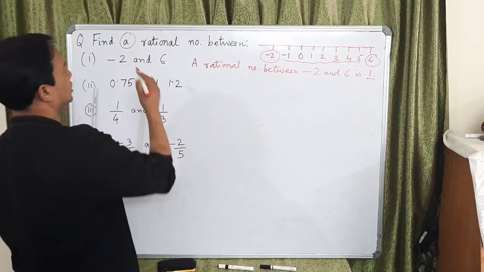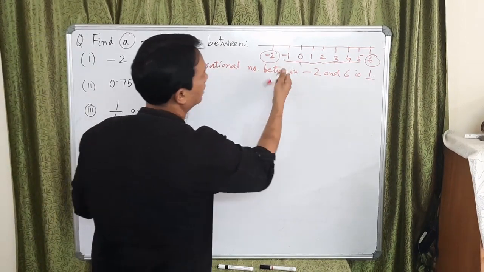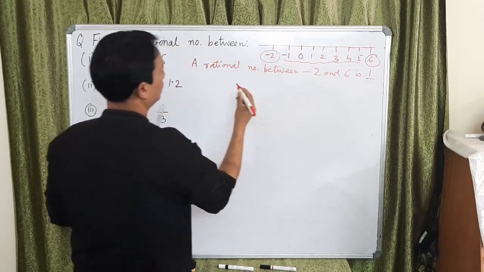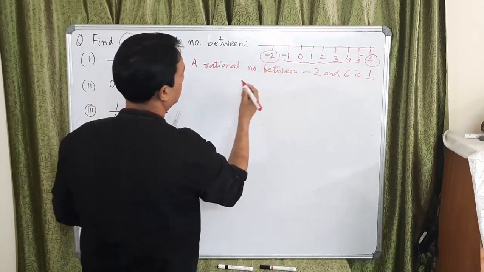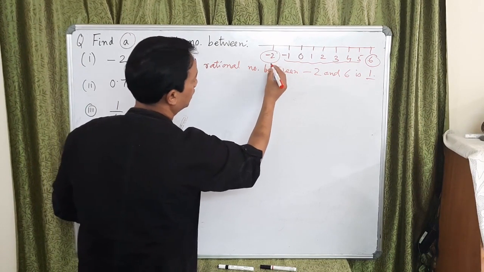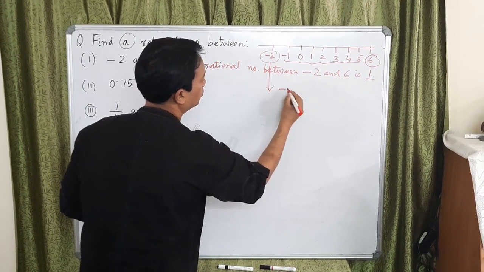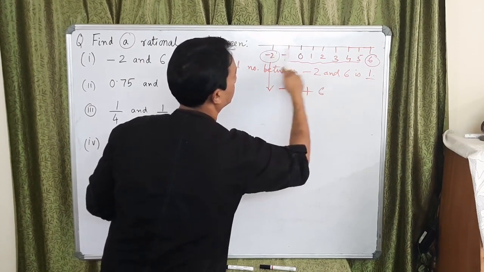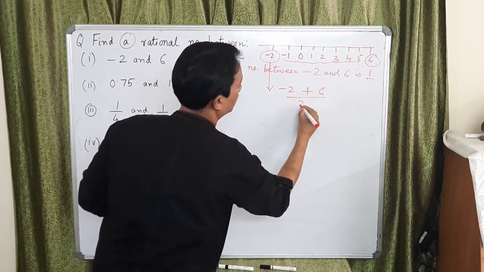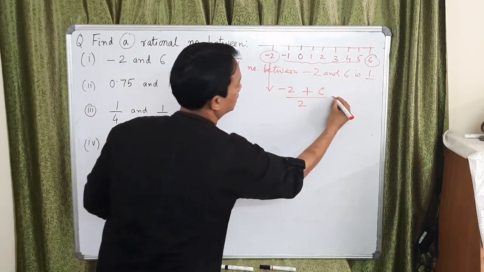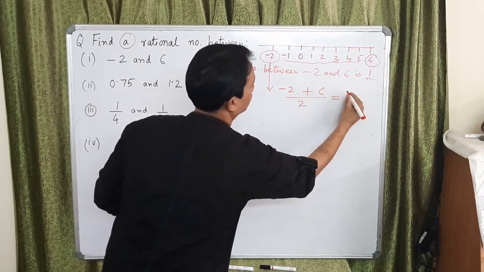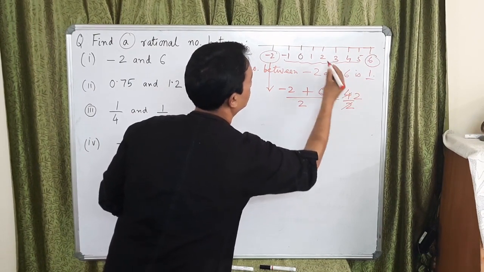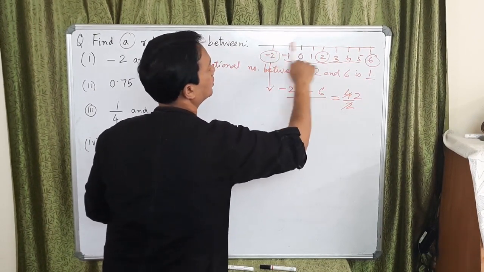But if the question was find a rational number exactly in the middle of minus 2 and 6, then what we'll do is we will take this minus 2 and we will add it with the last number. Minus 2 and 6 will add and we'll divide by 2. We'll get the number which is exactly in the middle. So here 6 minus 2 makes 4. 4 by 2 will be 2. So this 2 will be exactly in the middle of minus 2 and 6.